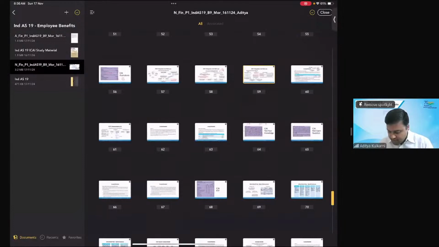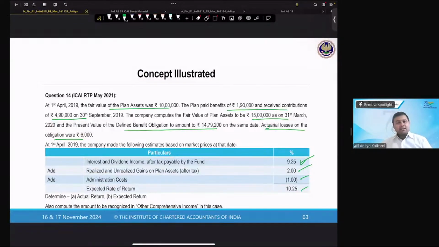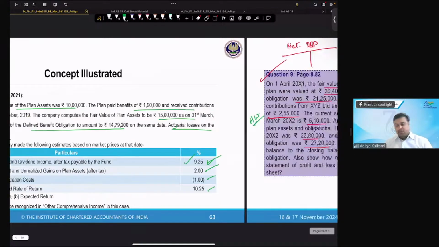Okay, all right. So that is the reason for the importance of these types of questions. See, if this question was not there, then all of us would take 9.25. But we need to understand that the plan is not only earning interest, it also has its own expenses. So therefore, we will take gains, unrealized, deduct administration cost and come to the expected rate of return. So that closes question number 14 as well.